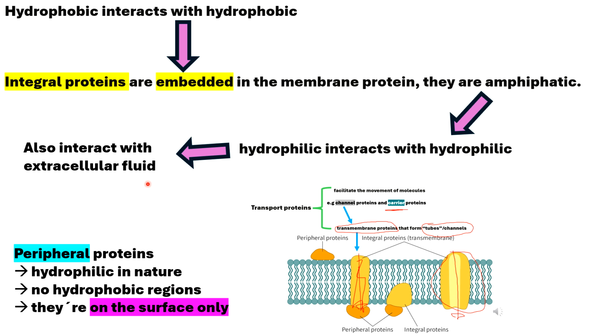Okay, another type of protein, peripheral proteins. They are hydrophilic in nature, and they do not have any hydrophobic regions. If they're hydrophilic, they're going to interact with the water. They're going to be polar. Okay, so they're going to have interactions with the extracellular fluid. Okay, and because they don't have any hydrophobic regions, they're not going to interact with the fatty acids inside the membrane, meaning that they're only on the surface of the membrane.